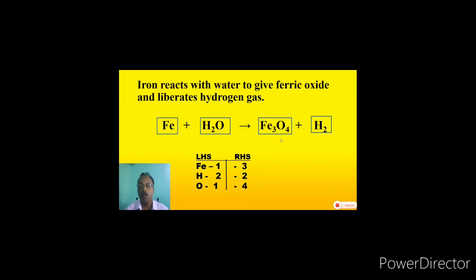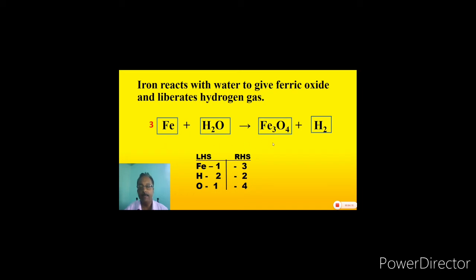On the right hand side how many atoms of iron are here? 3, and on the left hand side there is no number, which means 1 atom. So what should I do here in order to make it 3 on the left hand side? I will have to write in front of this box, how much? That is 3. So iron has become 3 and the right hand side is 3.